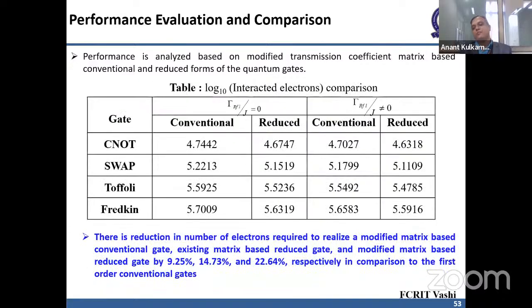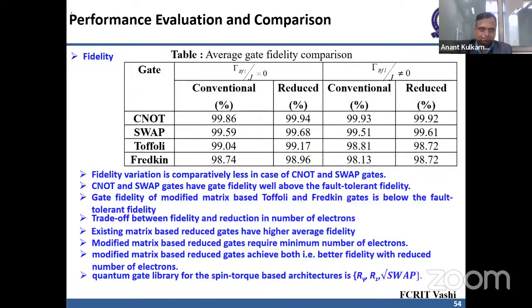Similar kind of a thing is for the number of electrons required. It's natural, it's a bit of common sense. If the number of operations is reduced, certainly the number of electrons required to realize a certain gate will be reduced. And we have calculated it as 9.25%, 14.73%, and 22.64% in comparison to the conventional gates.